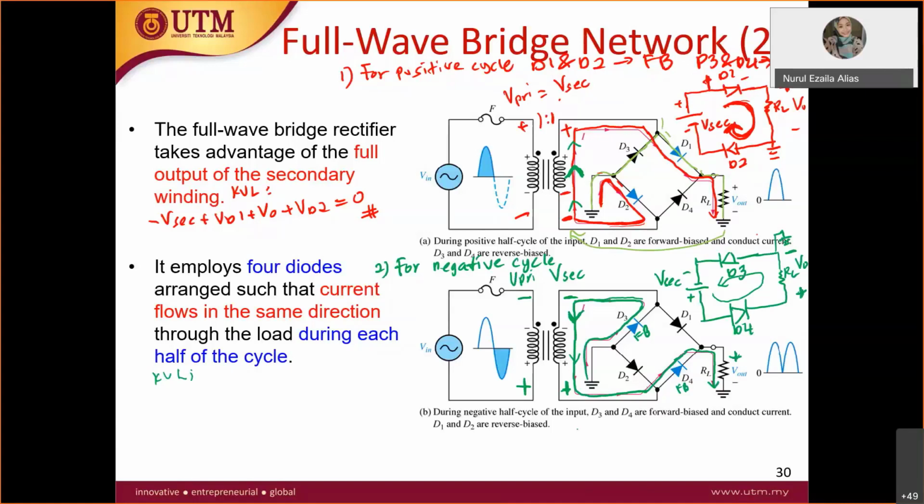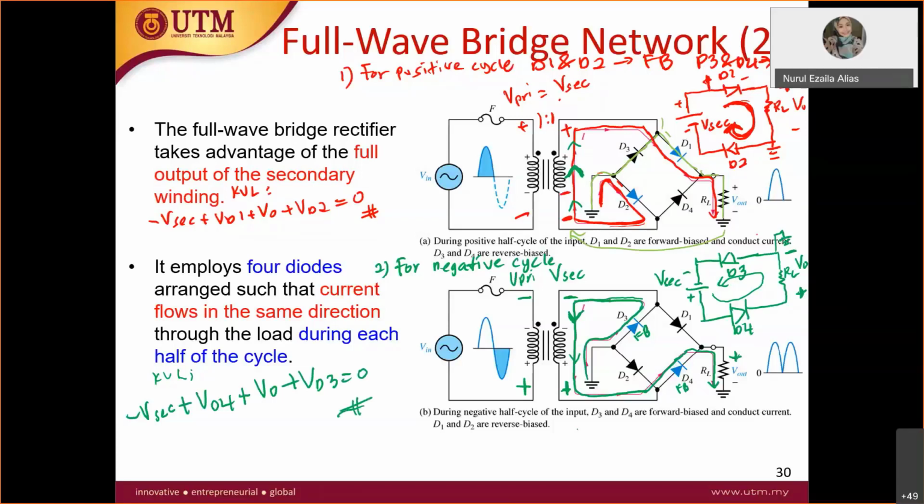Let's go KVL. Student, let's start. Yes, with V secondary, negative V secondary first. And then negative D3. How about we start from here, Manzur? From V secondary, and then you have what? So V sec plus negative V sec, plus VD4, and then plus V out, correct? And then plus VD3, yes, correct. So that's how it would be. This is your KVL.